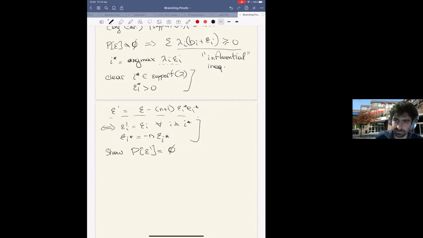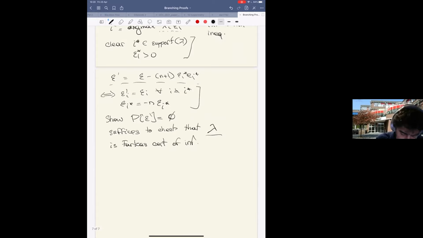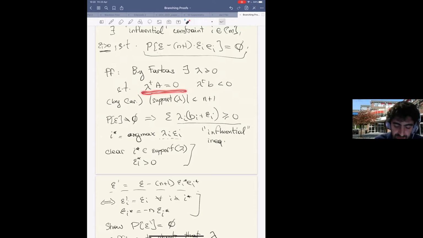So it suffices to check that lambda is a Farquhar certificate of infeasibility. Right, and for this purpose, we just check. So what do we get? Clearly, the first constraint on lambda, I haven't changed lambda at all. So this is clearly still satisfied. So the only thing I have to check is this second part.